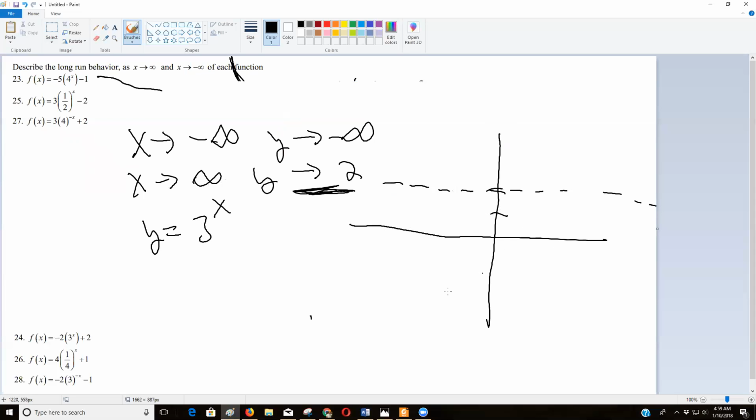So I know it's either coming like this, or it's coming like this. It's got to be like that. So it could be a translation. It could be a reflection of y equals 1/3. It looks like a decay equation. So it looks like it could be.